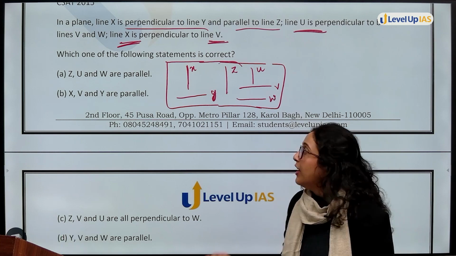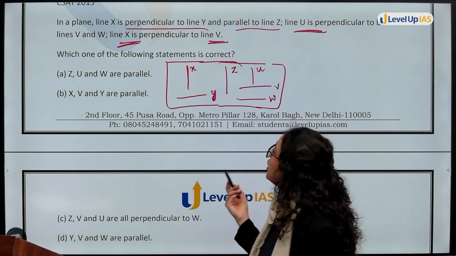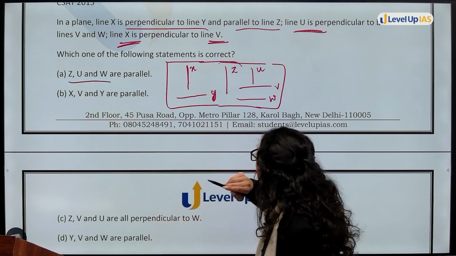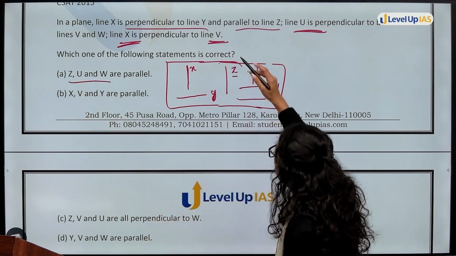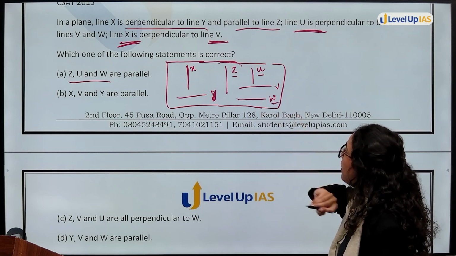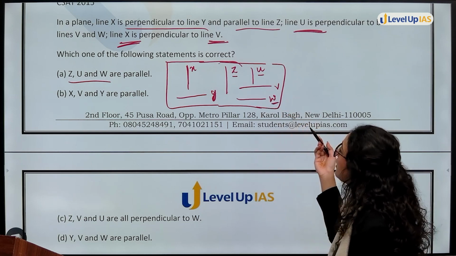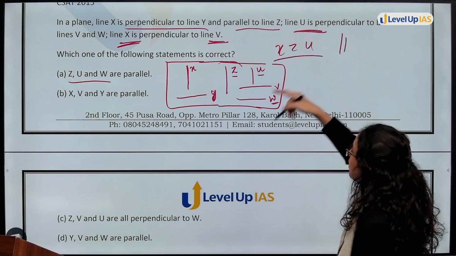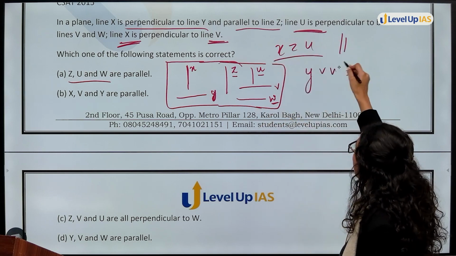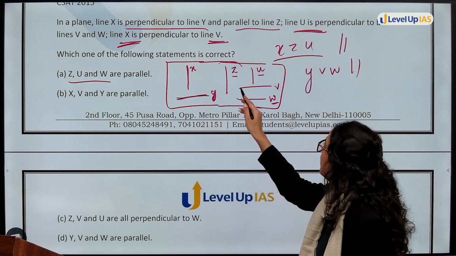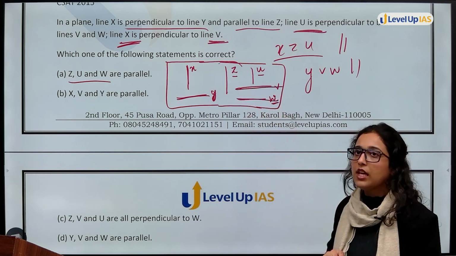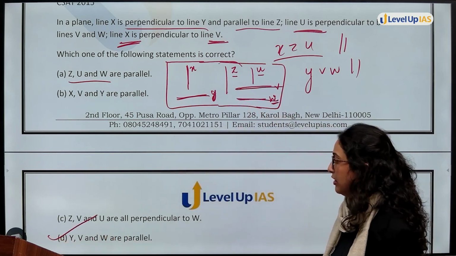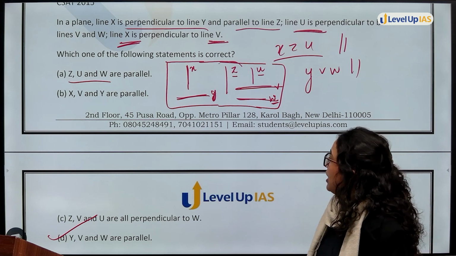That is done. Now see, what is the question? Which of the following statements is correct? Z, U, W are parallel. No, Z and U are parallel, but W is not parallel. So you have to see which lines belong to one group. See, X, Z, U are parallel. Next Y, V, W are parallel. These are parallel lines. So here it is option D. Y, V, W are parallel. This will be your answer.